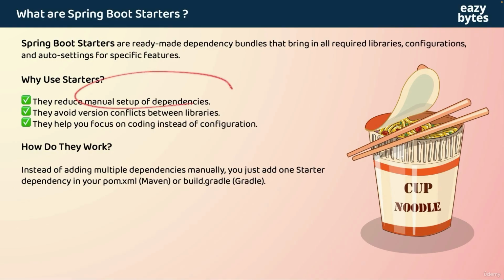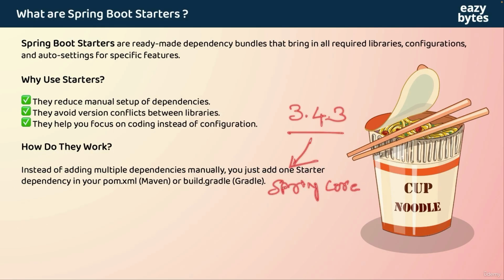They reduce the manual setup of dependencies. They also avoid version conflicts between the libraries. For example, think like you're trying to use a Spring Boot version of 3.4.3. For this specific version, you may have to use a specific version of Spring Core, a specific version of the logging library, a specific version of the Tomcat library. All that version matching and resolving version conflicts will be taken care of by the Spring Boot starter project. Otherwise, the developer has to do this job manually.